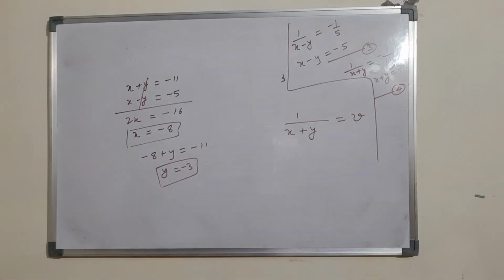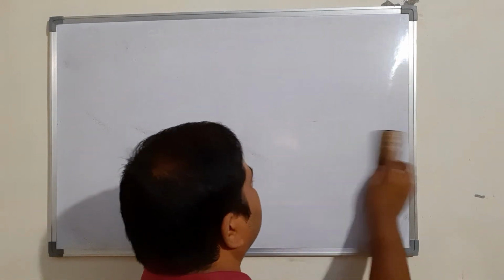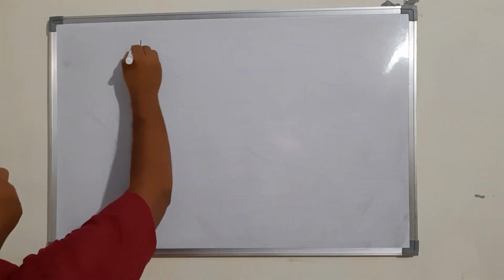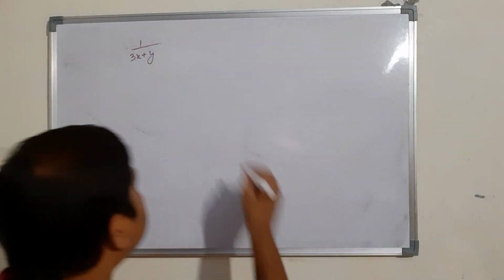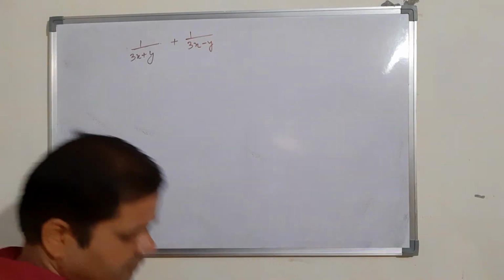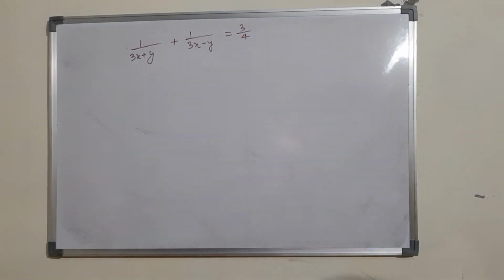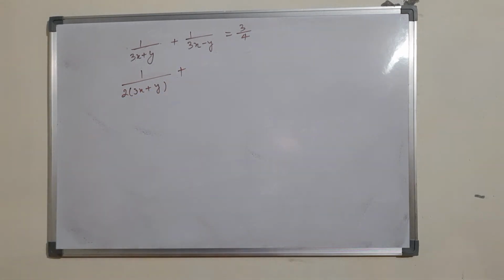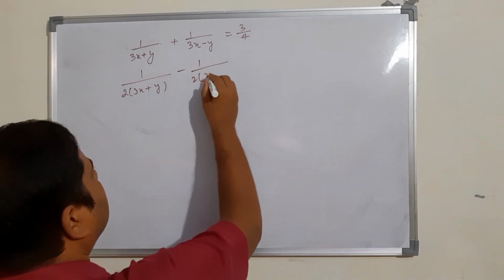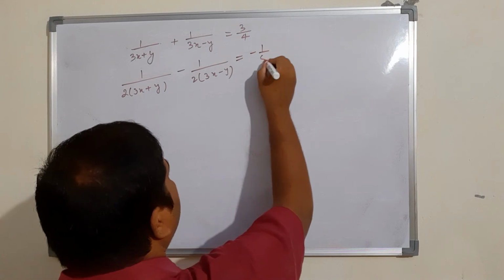Write down 1 upon 3x plus y plus 1 upon 3x minus y is equal to 3 by 4. 1 upon 2 times 3x plus y minus 1 upon 2 times 3x minus y is equal to minus 1 by 8. So let us begin to solve.